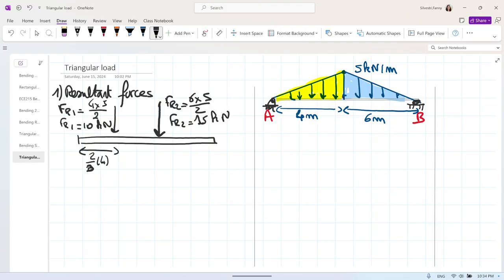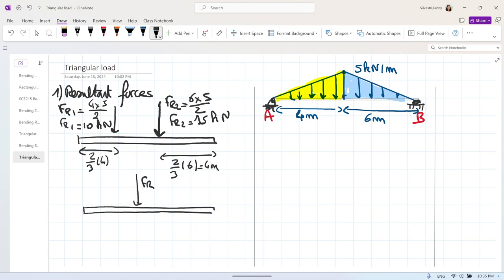And the distance will be 2/3 from that side. So 2/3 times 6, that will be at 4 meters from the right side. We don't have to go one more step, we can find the reaction forces with FR1 and FR2. But I ask you in your homework to find the FR. So let me show you how we find the FR. Those two forces are equivalent to FR at a distance from A of x bar.